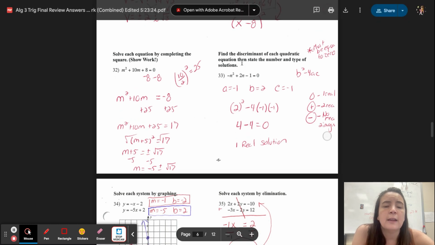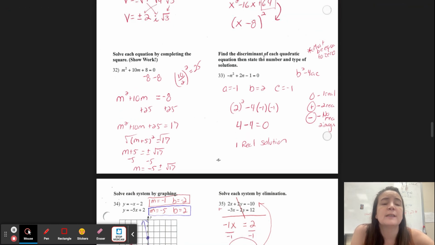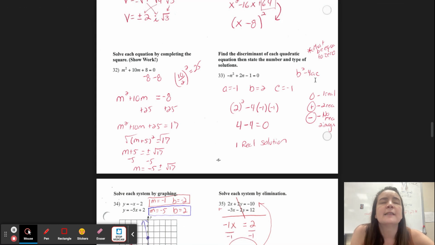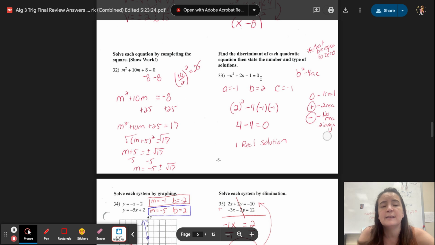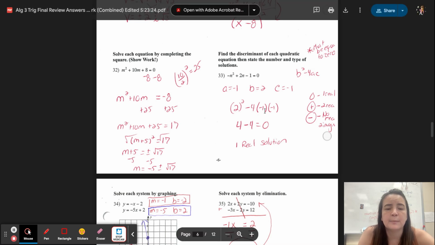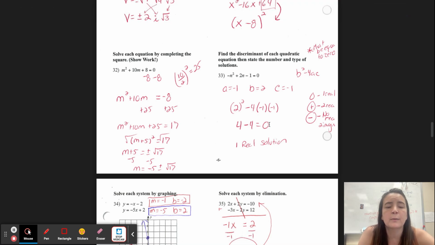For number 33, they ask you to use the discriminant to tell what types of answers this will have. The discriminant is a piece of the quadratic formula. It's this piece right here. Since you're using a piece of the quadratic formula, it must be equal to 0, which in this case it is. We've already went over standard form. A is the number in front of our variable squared. B is the number in front of our variable. C is the one that doesn't have the variable. I'm just plugging it in here so you see me doing it. It ends up being 4 minus 4, which is 0.